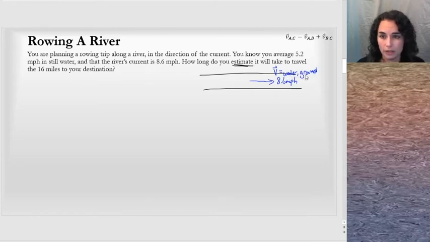So when I'm thinking about this equation, I'm seeing that I need another object. But of course, it's you in your raft, right? You're rowing, whatever you're rowing. You're there too.